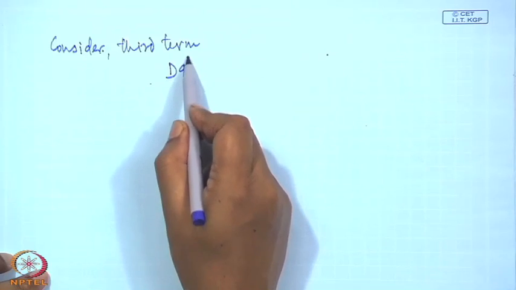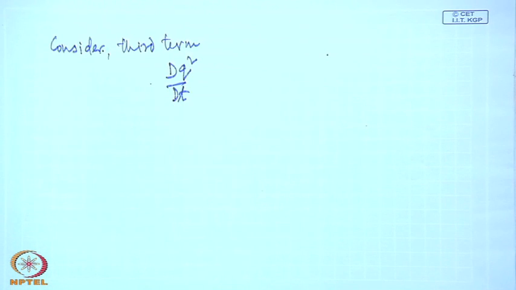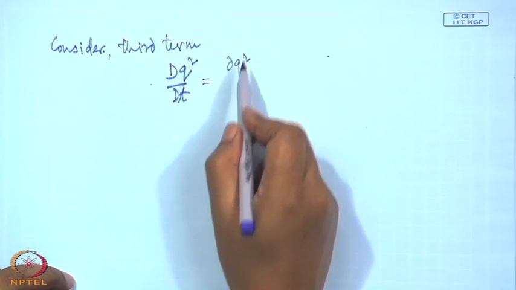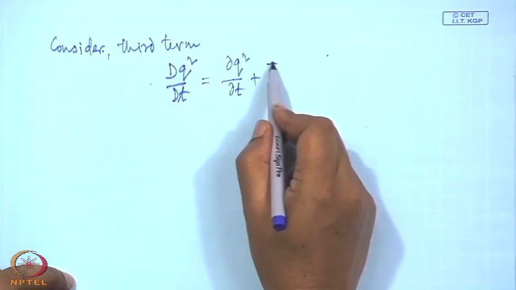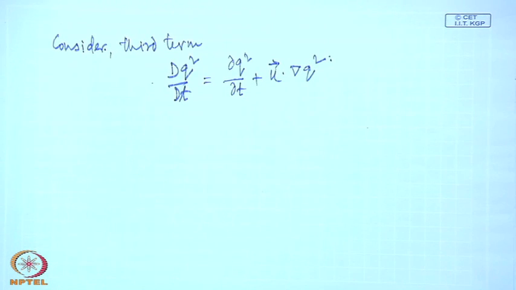The third term contains dq square dt. We are interested in the order of magnitude of this term. As you know, by definition it is this, so its order can be obtained either from here or from here. The velocity is of the order of u infinity, the length is of the order of L, so time is of the order of L by u infinity.